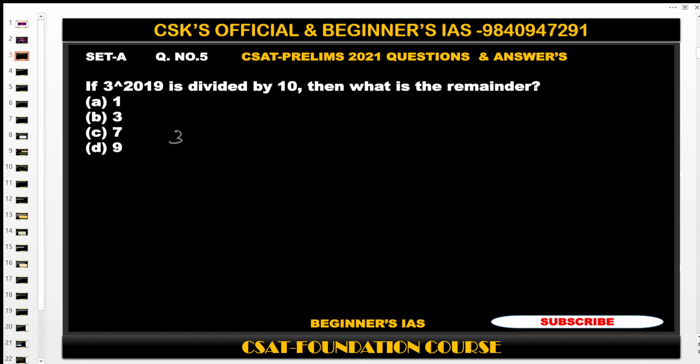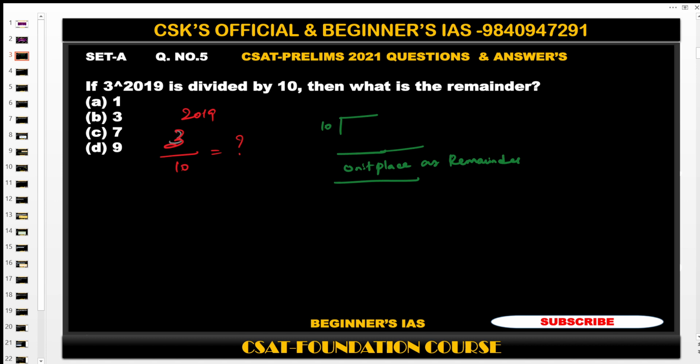So 3 power 2019 divided by 10, what would be the remainder? So this is the question. Then you know the logic: whatever the number, when you divide it by 10, it gives the unit place as the remainder. Unit place as remainder. With this logic, you need to find the solution.